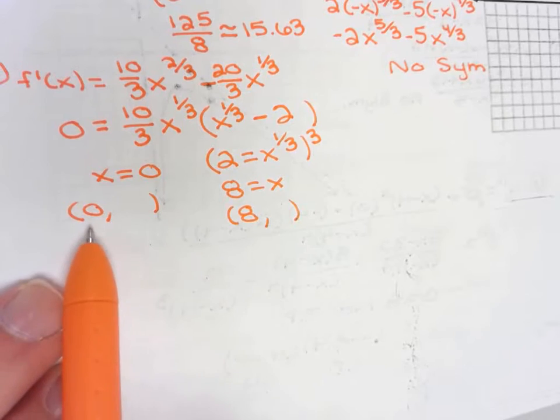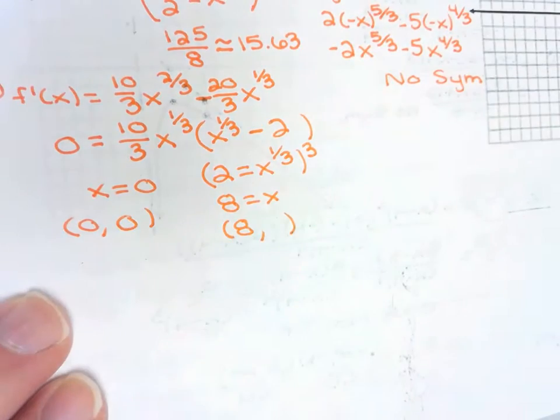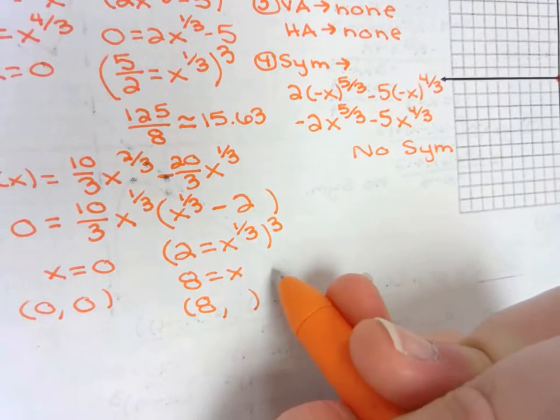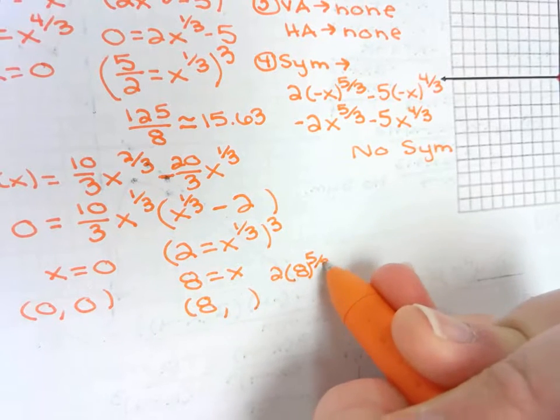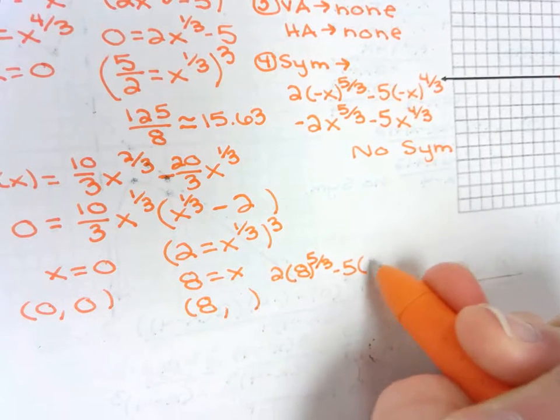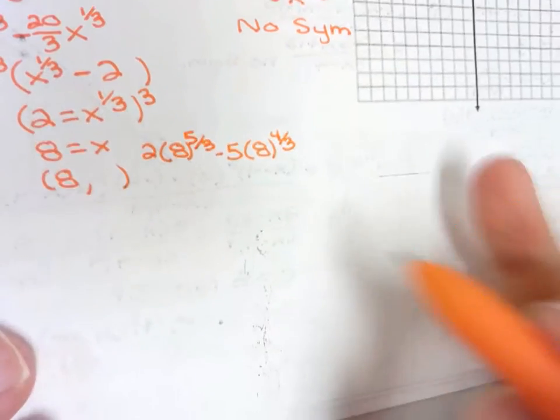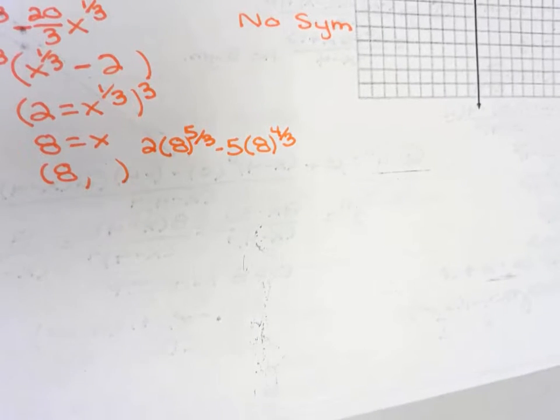If I plug in 0 to the original, we already did it. I'm going to get what back? 0. If I plug in 8 to the original, that's going to be a little tricky. Let's write it out. 2 times 8 to the 5/3 minus 5 times 8 to the 4/3. So that was kind of hard. I'm actually plugging it in because it's kind of hard with the rational exponents. Let's see what I have.